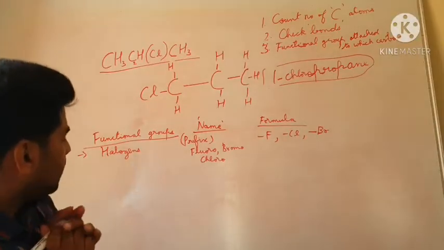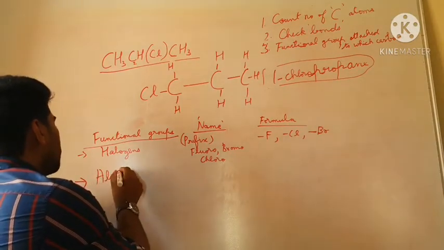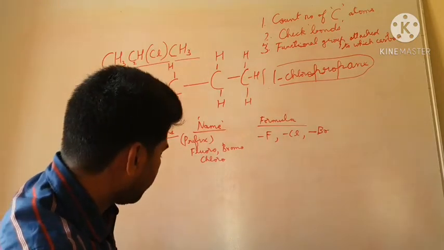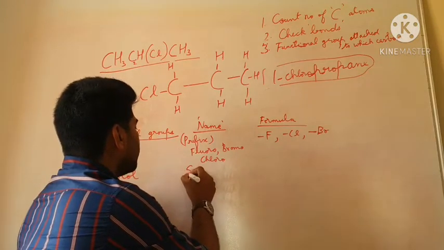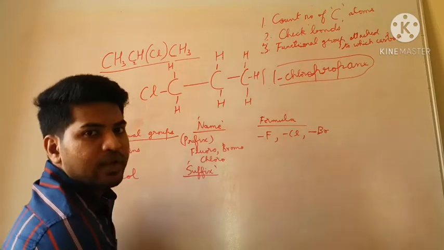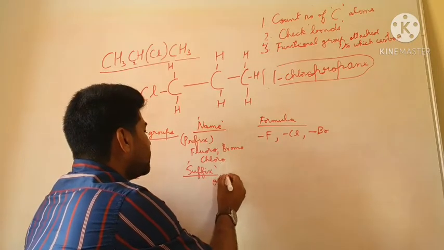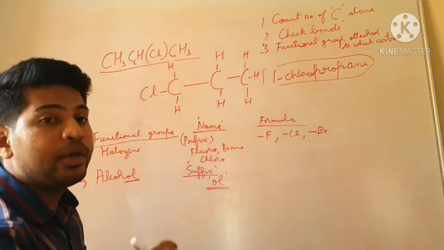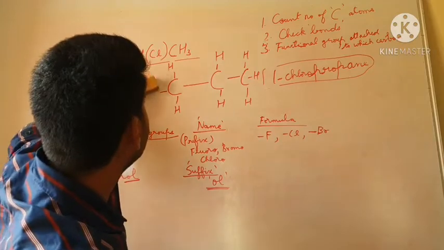The next functional group is the alcohol group. When the alcohol group is attached, the name will be added to the end as a suffix. It will end with "ol", alcohol. So OL will be added to the end of the name. So let us see how.